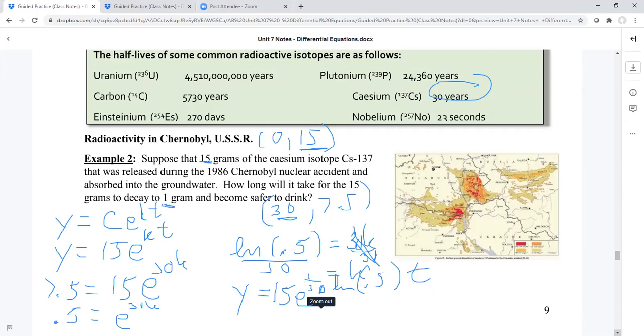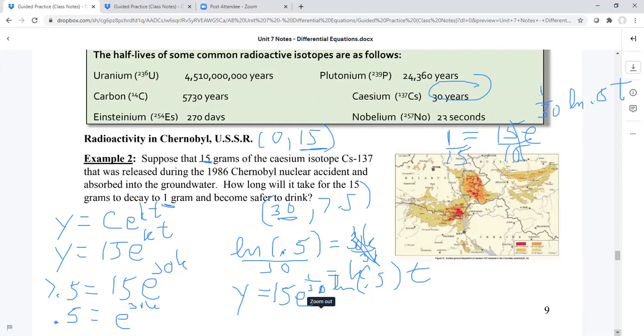So we're going to take that equation, and we're going to put 1 in for y, and we're going to set that equal to 15 e to the 1/30th natural log of 0.5, and again, you can make that a half if you want, t. So we've got to solve this for t, so we would divide by 15. So divide by 15 here, divide by 15 here.